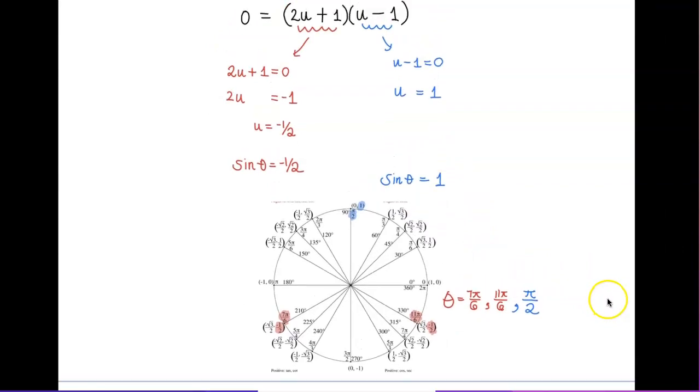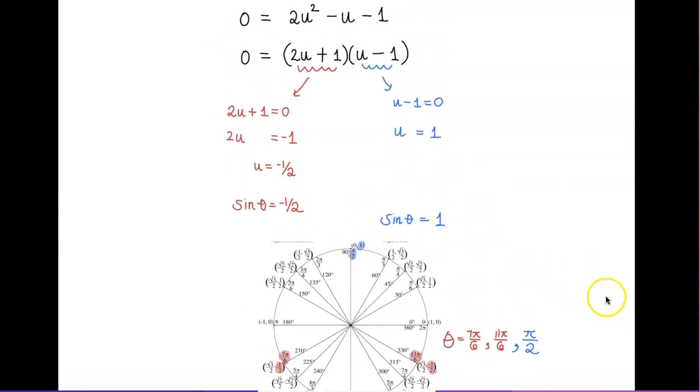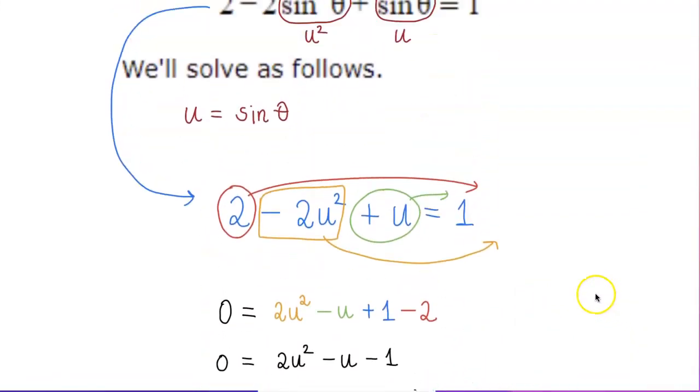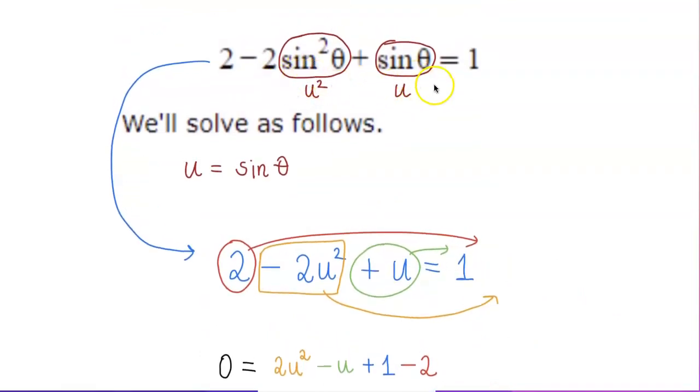Now, u substitution isn't required, but I just like to do it sometimes when trig makes it look a little confusing. So if I use the letter u instead of sine theta, it just looks a little bit easier to work with, okay?